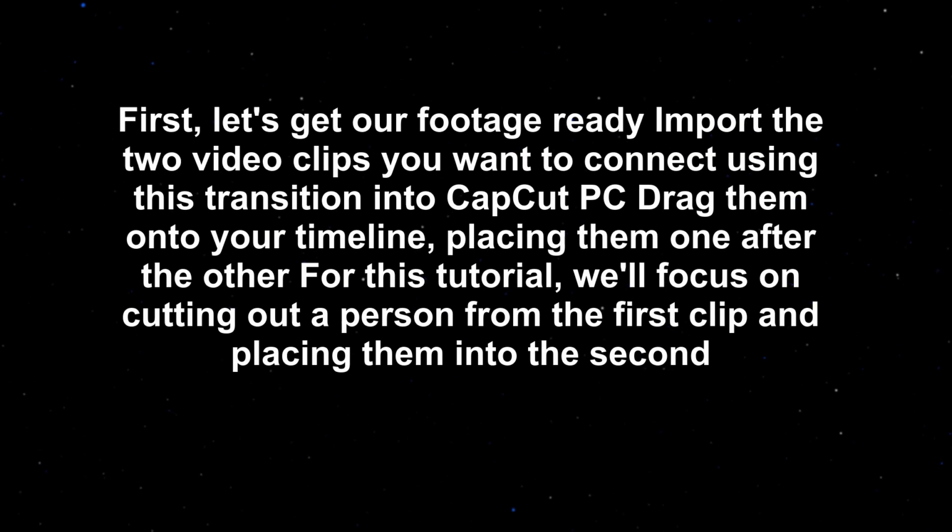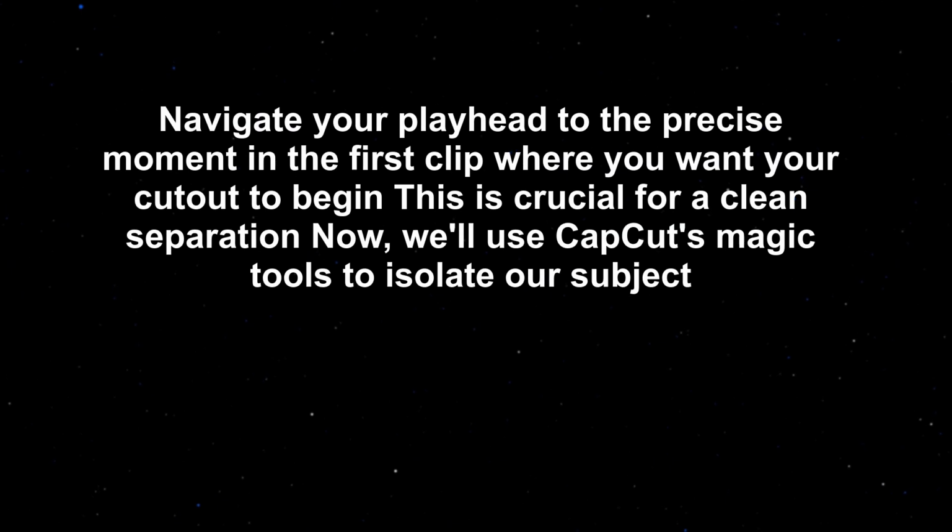For this tutorial, we'll focus on cutting out a person from the first clip and placing them into the second. Navigate your playhead to the precise moment in the first clip where you want your cutout to begin. This is crucial for a clean separation. Now, we'll use CapCut's magic tools to isolate our subject.